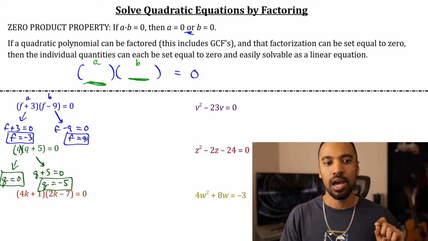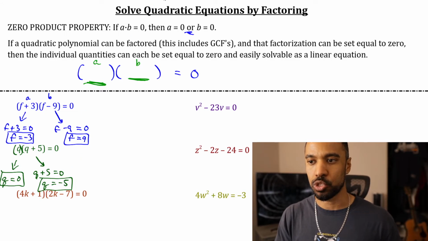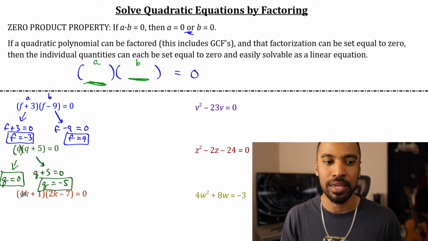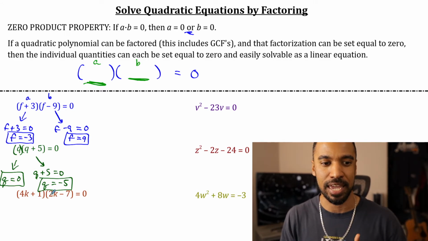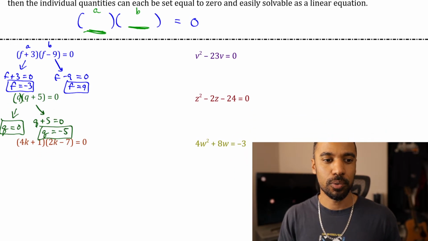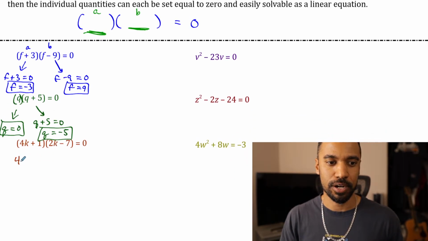You just switch it. But you're going to run into a problem like this one right here where you can't just switch it, because there's now a 4 coefficient in front of my k and a 2 coefficient in front of my k. A little bit more to it. But they are equal to 0 here, so let's go ahead and solve it. 4k plus 1 equals 0, or 2k minus 7 equals 0.